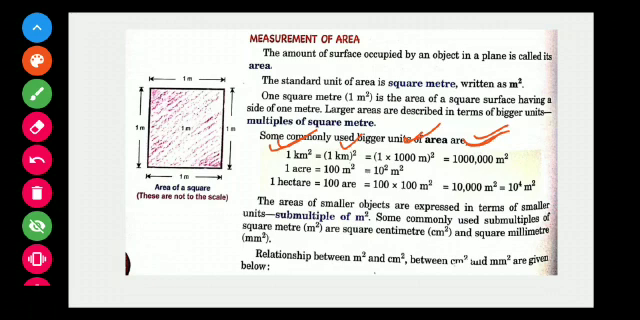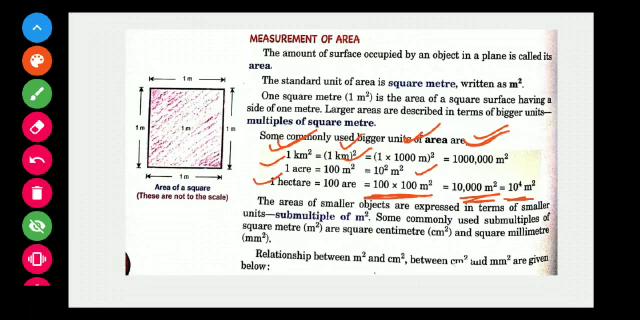Another bigger unit of area is the acre. 1 acre is equal to 100 meter square, that is 10 power 2 meter square. 1 hectare is equal to 100 into 100 meter square, that is 10,000 meter square, or we can say 10 power 4 meter square.